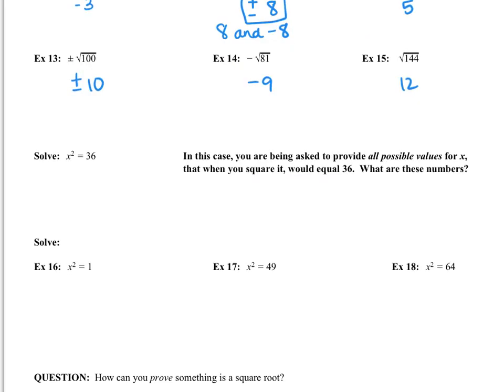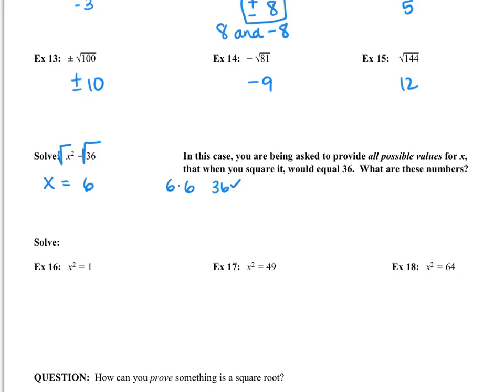In this next example, we're being asked to solve for all the possible values of x, so that if you square it, it would equal 36. If you think of this as an inverse operation problem, we could square root and square root, because whatever we do to one side, we have to do to the other. The square root of x squared is x, and the square root of 36 is 6. We could prove that's right by squaring 6. So 6 times 6 does in fact give us 36.